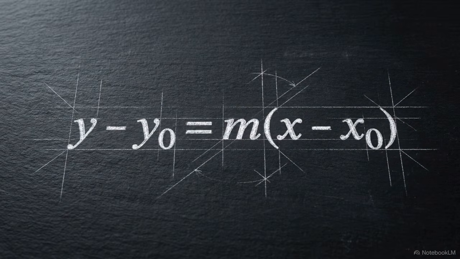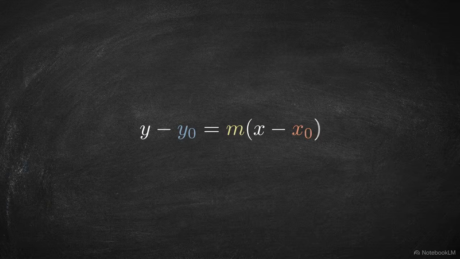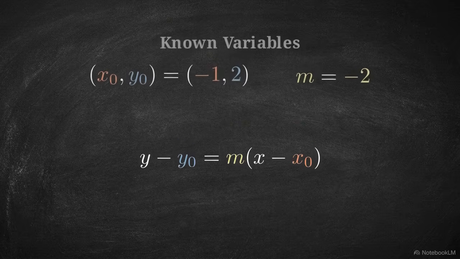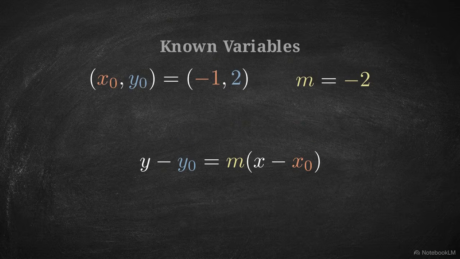To build the actual equation, we use the point-slope formula. This formula allows us to define a line as long as we have one point and the slope. We now combine our known variables, the target coordinates at -1, 2, and our new slope of -2.